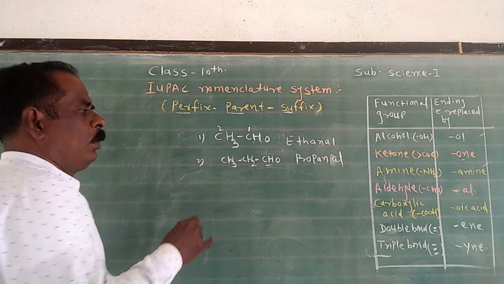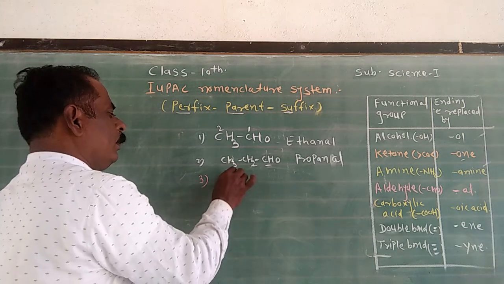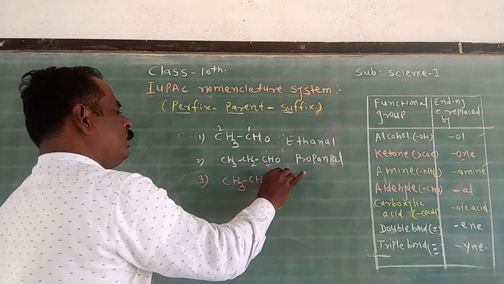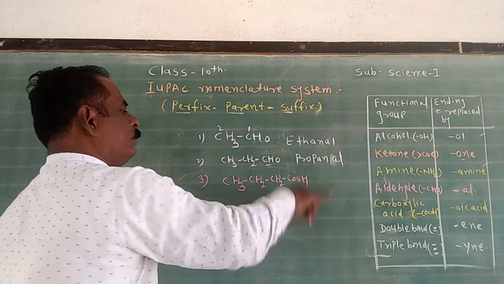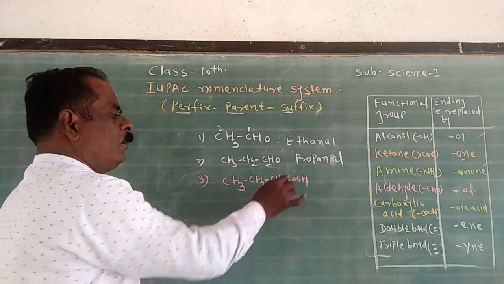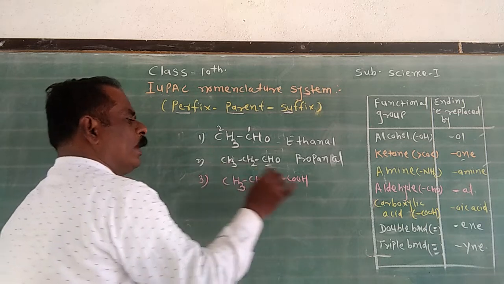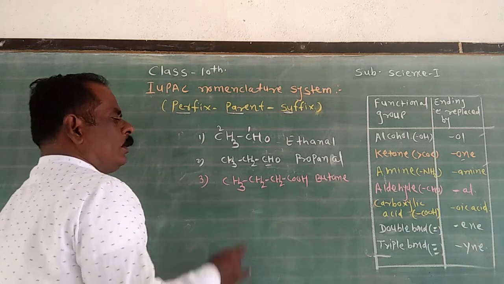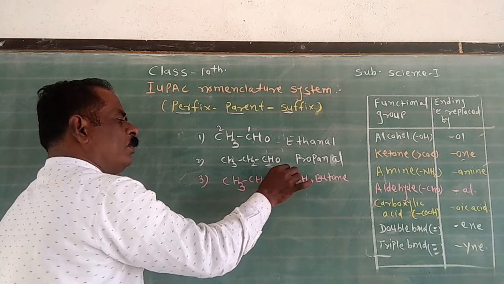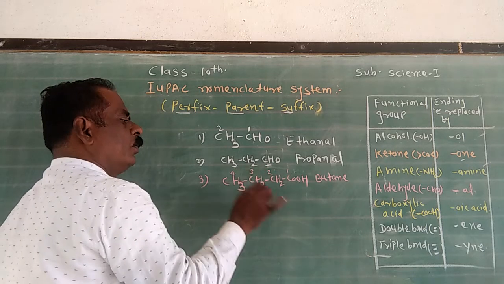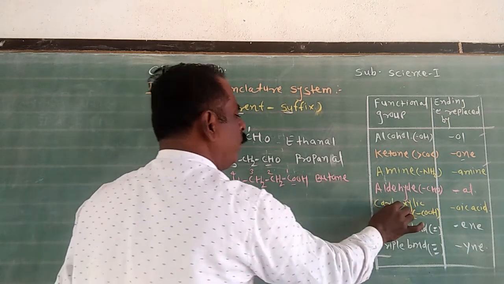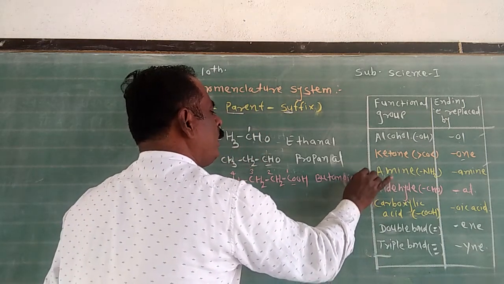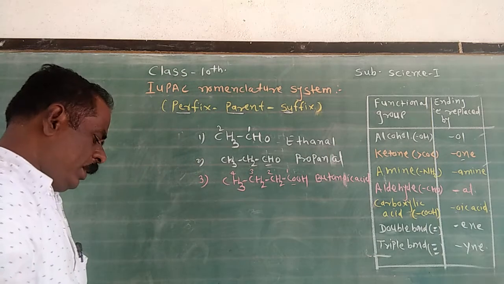Next example, carboxylic acid. CH3, CH2, CH2, COOH. Count the carbon atoms present here: 1, 2, 3, 4. Four carbon atoms means butane. Give the number. Numbering starts from the first carbon atom, the functional group: 1, 2, 3, 4. Here COOH is present, so E is replaced by OIC acid. Butanoic acid. Name of the compound is butanoic acid.